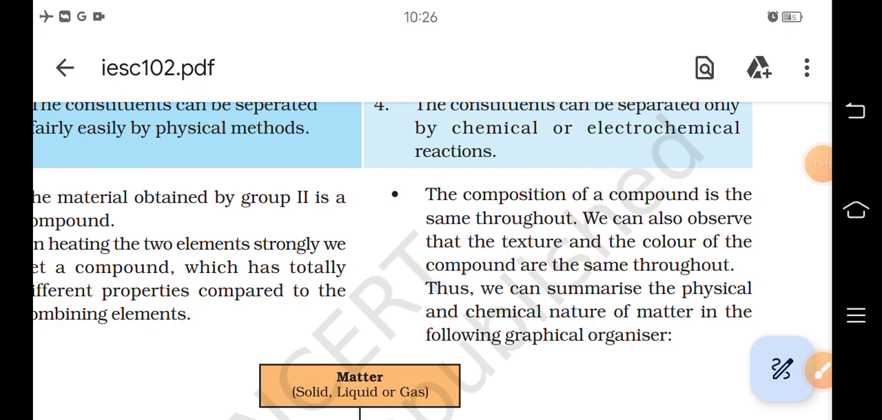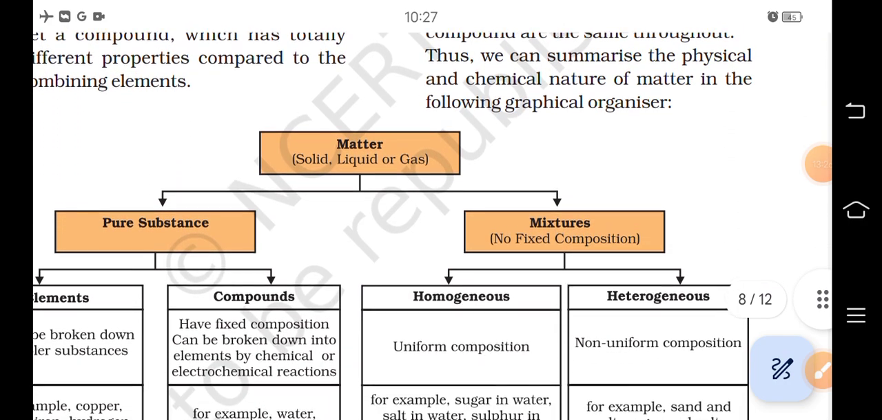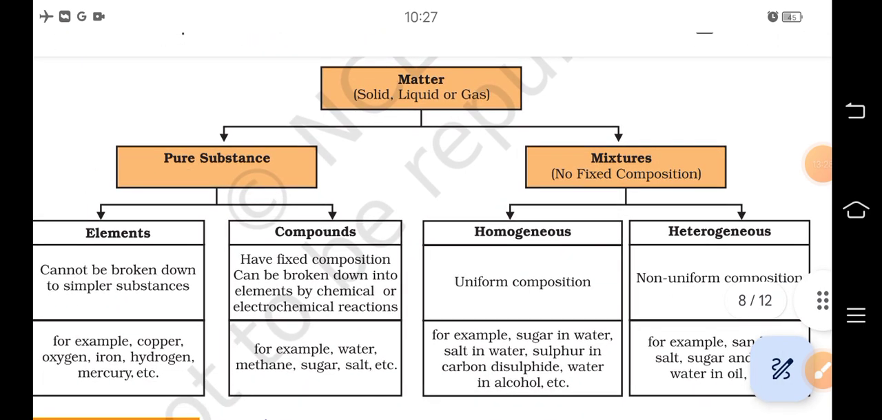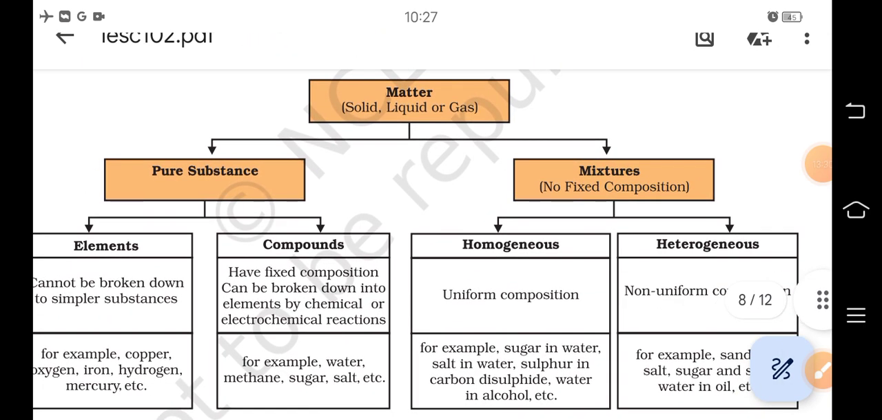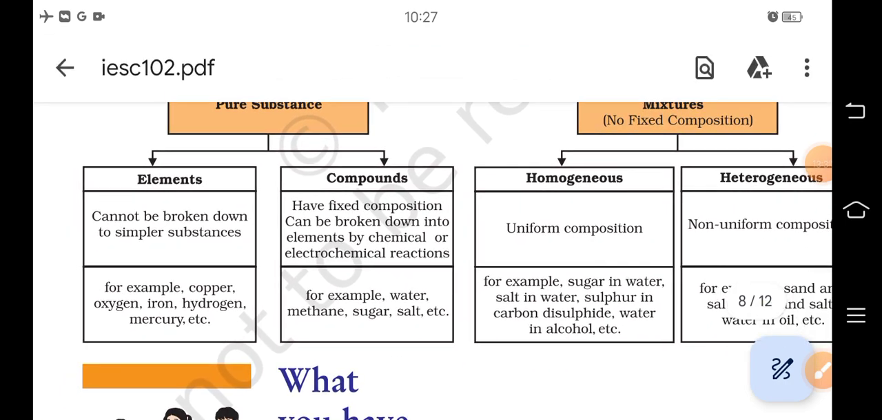Thus, we can summarize the physical and chemical nature of matter in the following graphical organizer. Matter: solid, liquid or gas; pure substance, mixture. Pure substance, elements: cannot be broken down into simpler substances. For example, copper, oxygen, iron, hydrogen, mercury, etc.